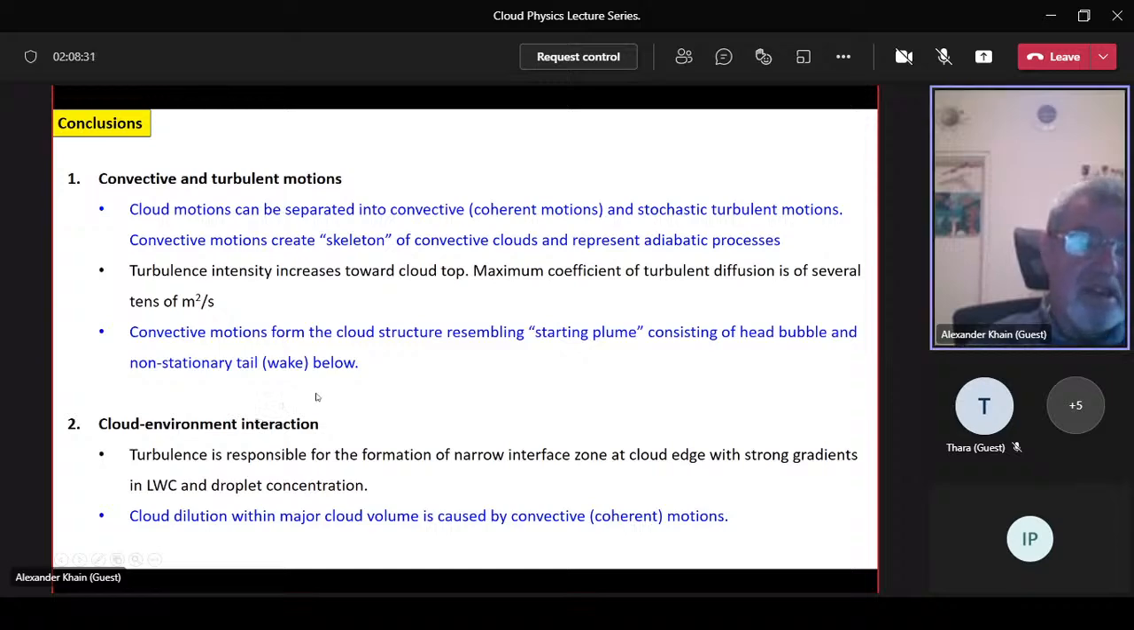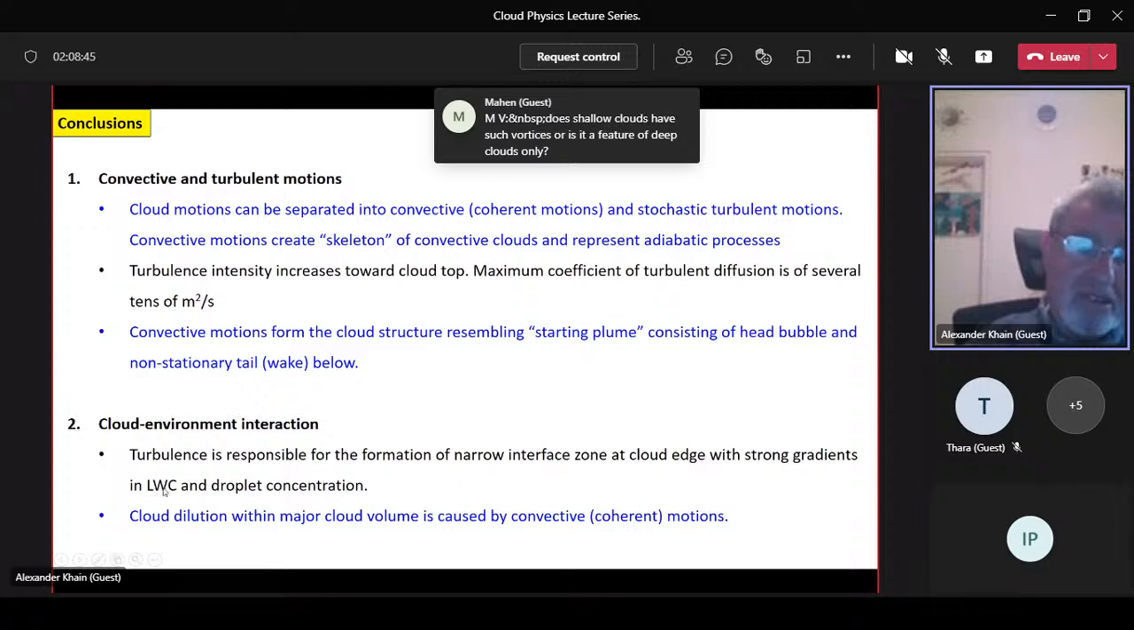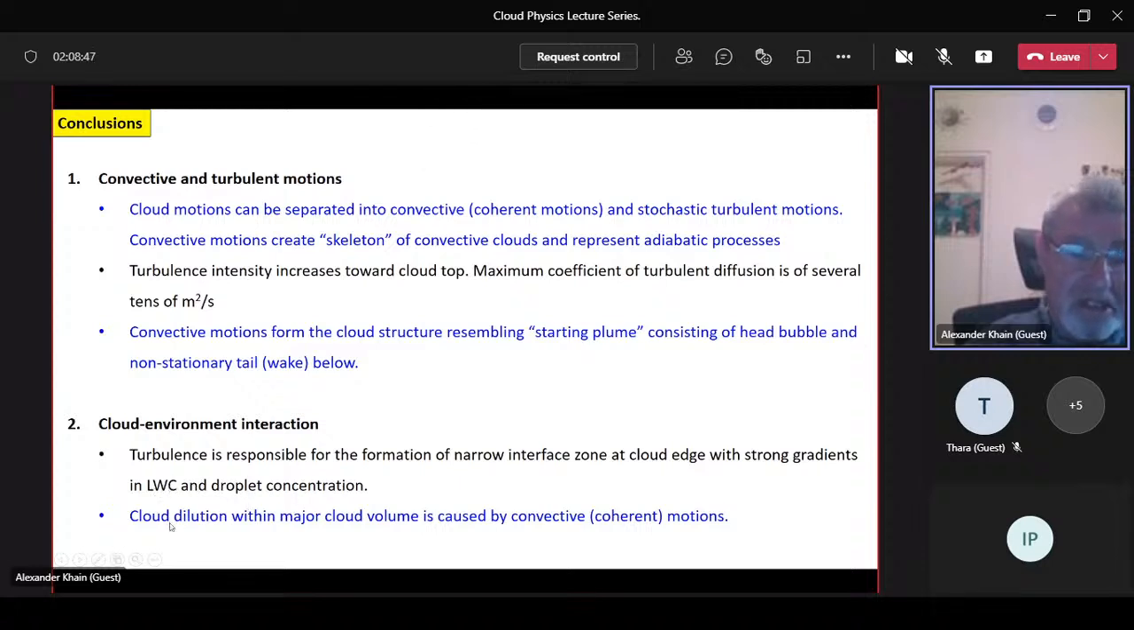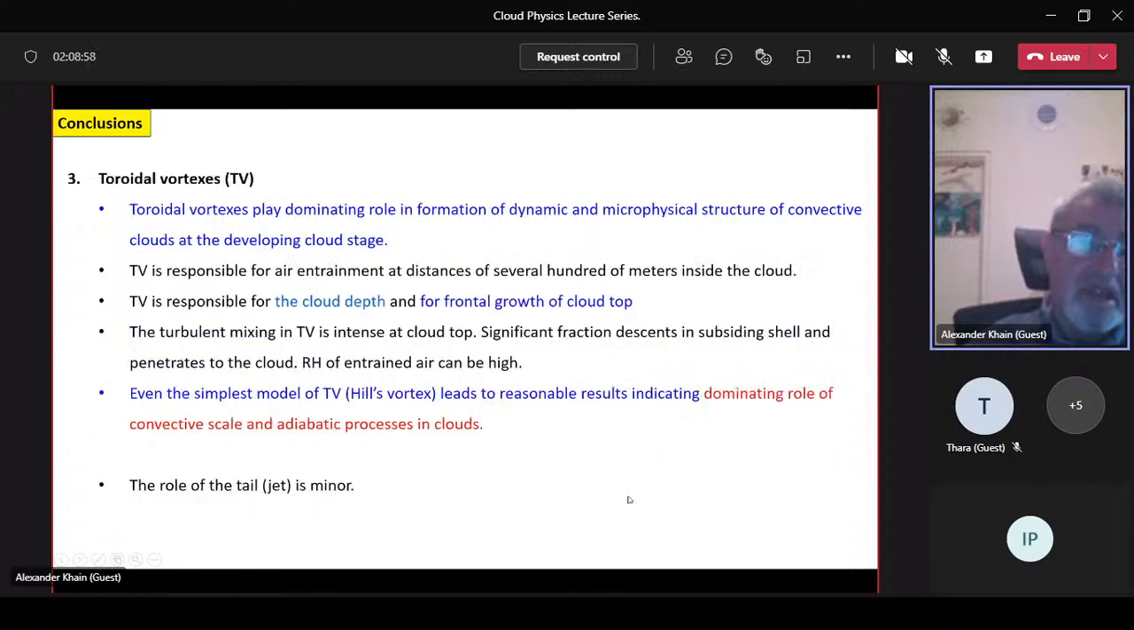Now, what is the conclusion related to cloud-environment interaction? Turbulence is responsible for formation of a narrow interface zone at the cloud edge with strong gradient of liquid water content and droplet concentration. Cloud dilution within the major cloud volume is caused by convective or coherent motions. And the conclusion concerning the toroidal vortex: the toroidal vortex plays a dominating role in formation of dynamics and microphysics of clouds.